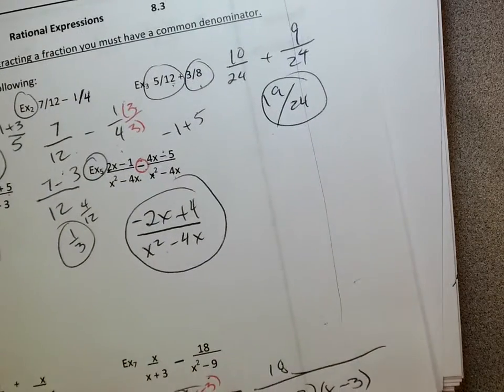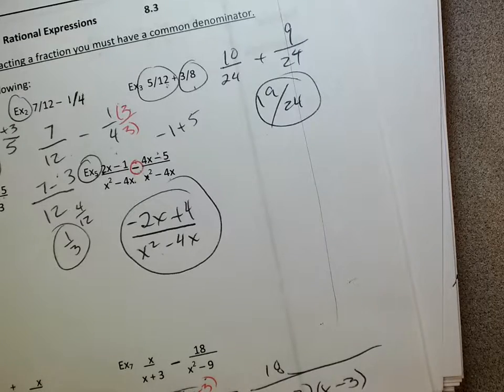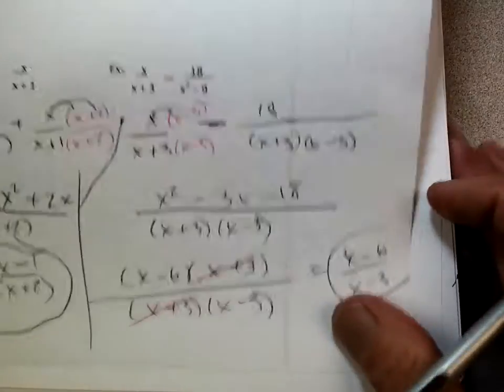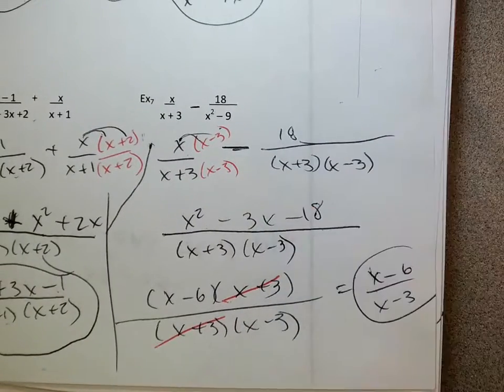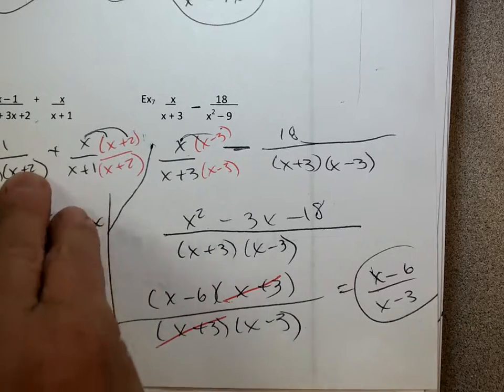Okay, you ready to turn the page? Wait. What'd you get for example 7? X minus 6 over x minus 3. Okay, yeah. Okay, turn the page. Here we go.